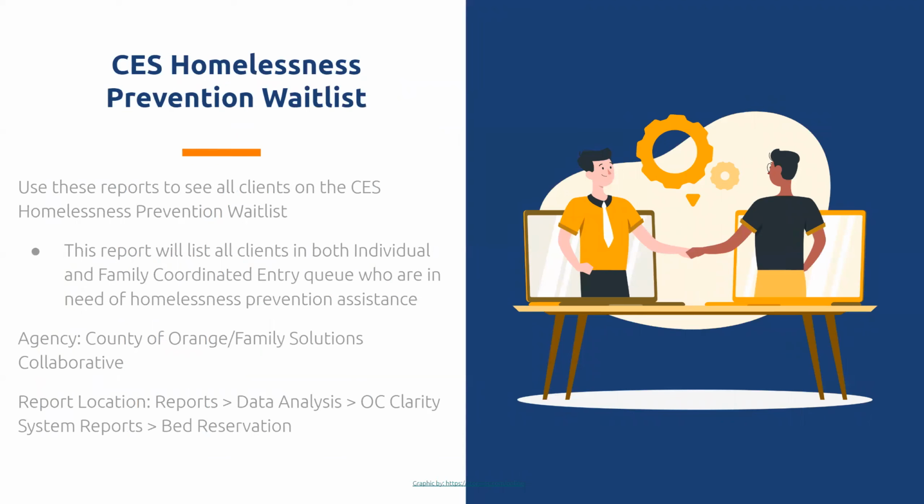And then this next report is going to be to review clients on the CES homelessness prevention waitlist. This report is going to list all clients in both individual and family CES queues who are in need of homelessness prevention, and it is located in the same place as the bed reservation reports.